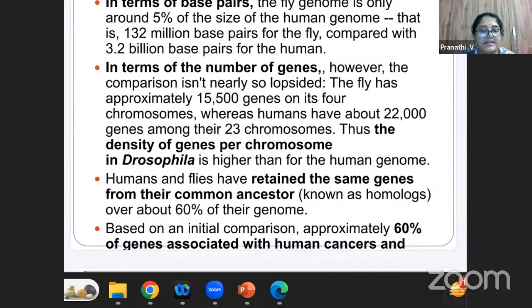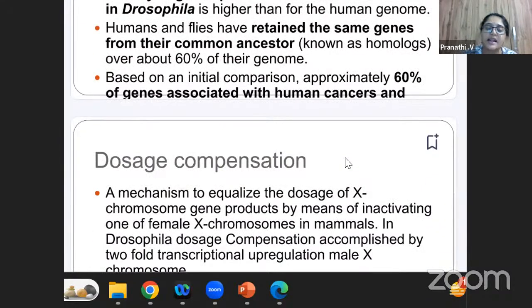You can just see, the same genes have been maintained through homology for us. Around 60% of the genome is the same for us, and approximately 60% of the genes associated with human cancers have been identified in the Drosophila genome also. So cancer genetics is an area in which Drosophila is an important role model.